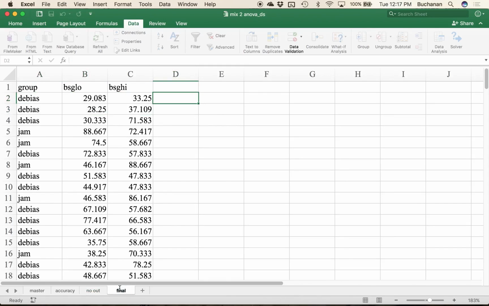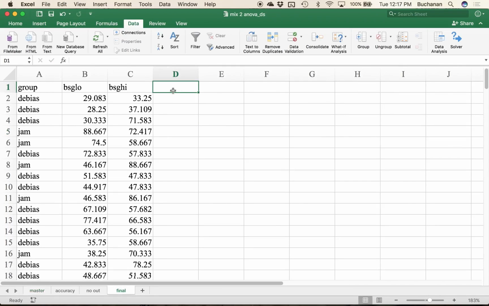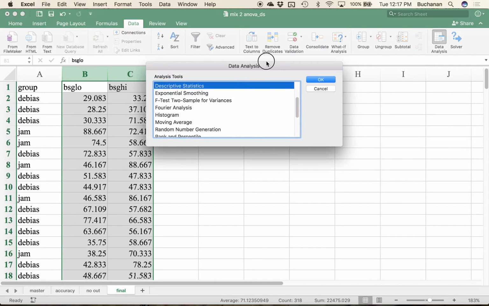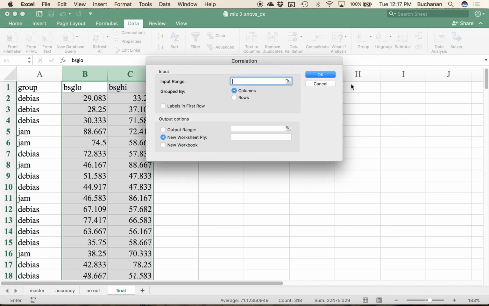Okay, so final data set. Let's focus on our assumptions now. So we've looked at outliers, and we had 2 outliers, leaving them in. So now to look at our assumptions, the first thing we want to check is for additivity. We just don't want these 2 columns to be perfectly correlated. So I'm going to click Data Analysis, go up to Correlation, hit OK. Highlight these 2 columns, labels in the first row, and then just hit OK.